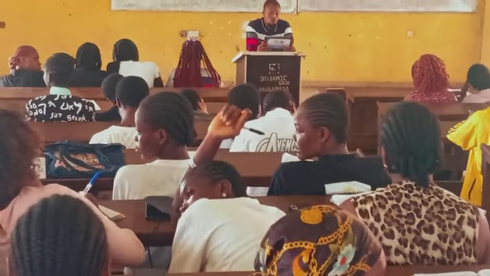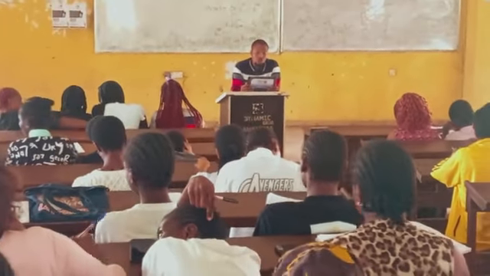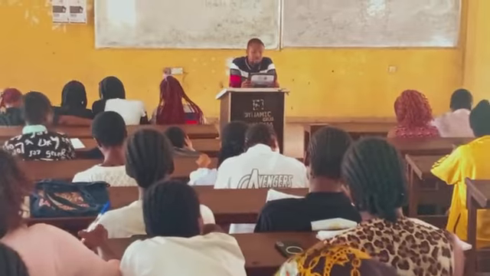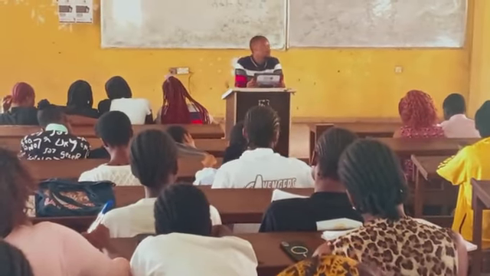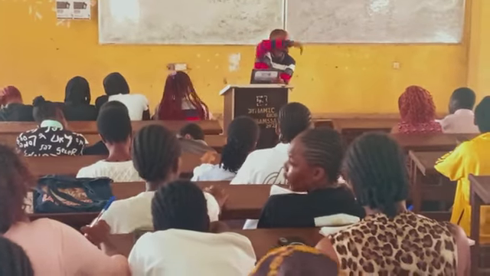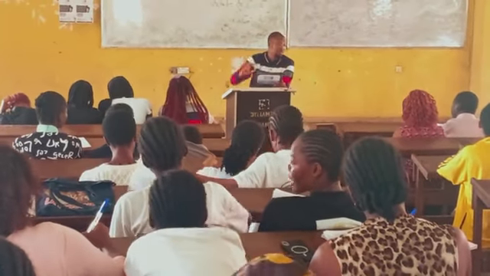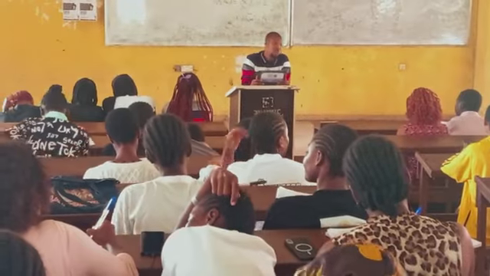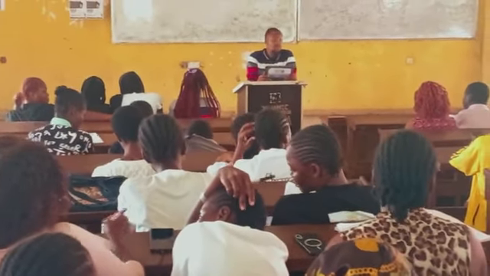Let me read the question again. What condition is indicated by abnormal leukocyte proliferation? When there is excess white blood cell, okay, it's leukemia.